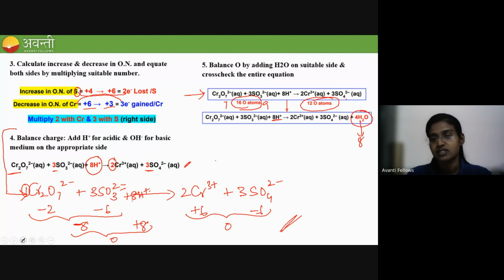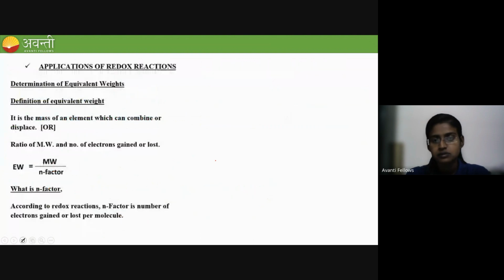Got it? Shall I move on to the next concept? The last topic of this lesson. Shall I? Okay. Applications of redox.